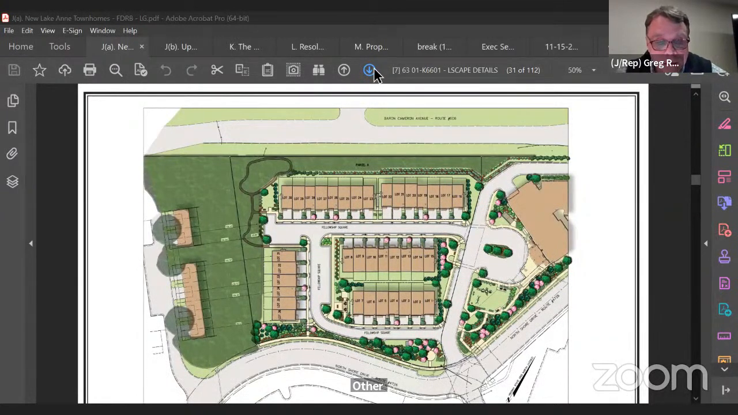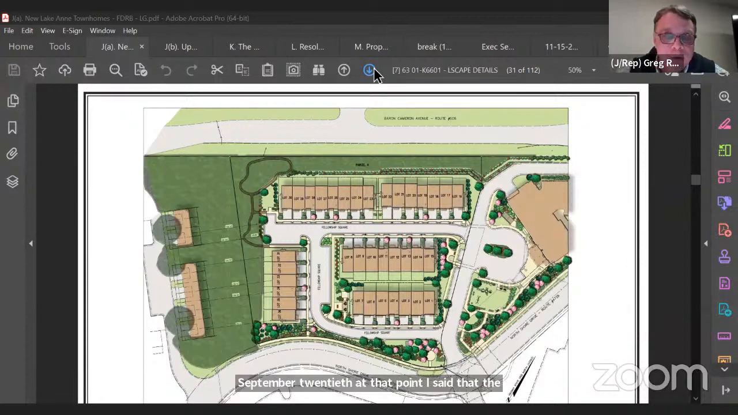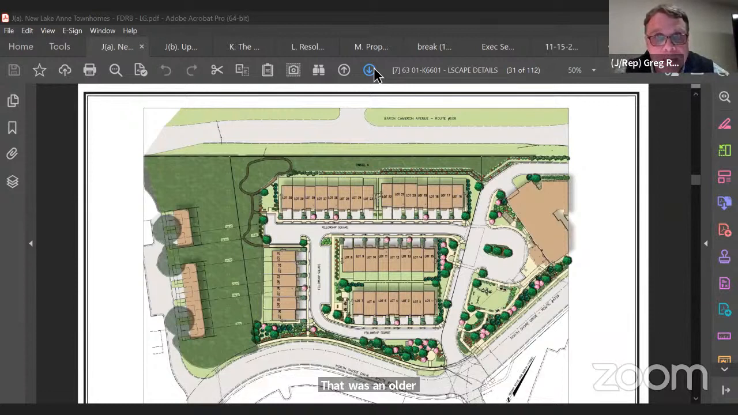I want to correct one thing that I said back on September 20th. At that point, I said that the stoops were 6.8 feet apart, and that's not correct. That was an older plan from earlier in the year. Our stoops are currently proposed to be 9.8 feet apart, so that's 3 additional feet.